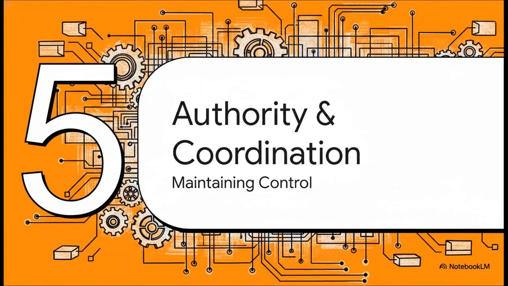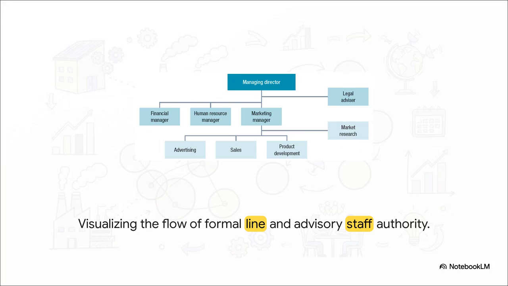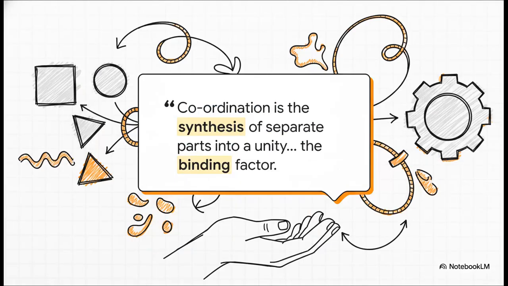Finally, Section 5, Authority and Coordination. To keep all these sprawling, complex structures from just totally falling apart, authority has to flow clearly. Solid vertical lines represent direct line authority. That's the formal chain of command flowing downward. But the horizontal lines, branching off, those represent staff authority. So a legal advisor might not manage the marketing team, but they provide specialized, absolutely critical counsel to those line managers.